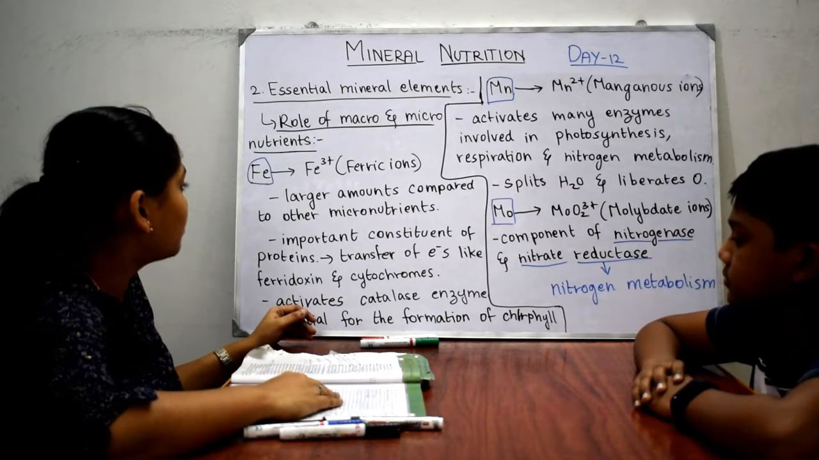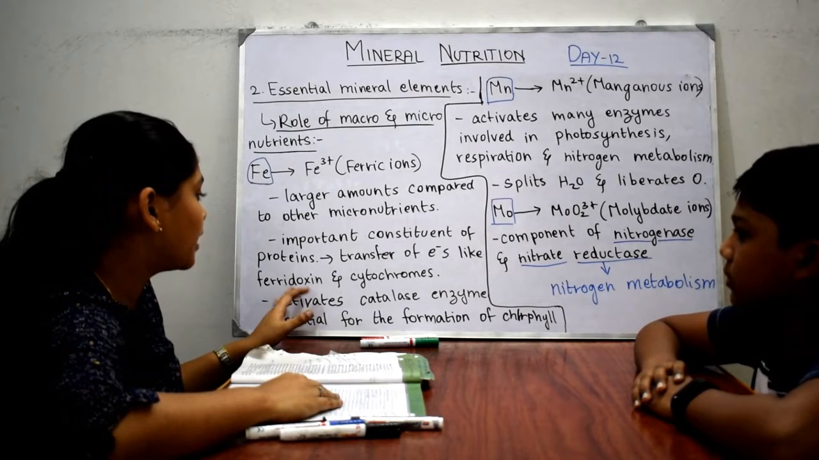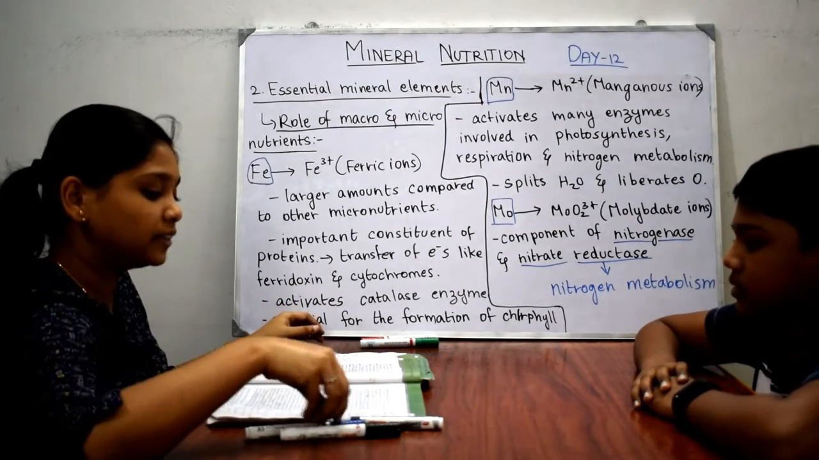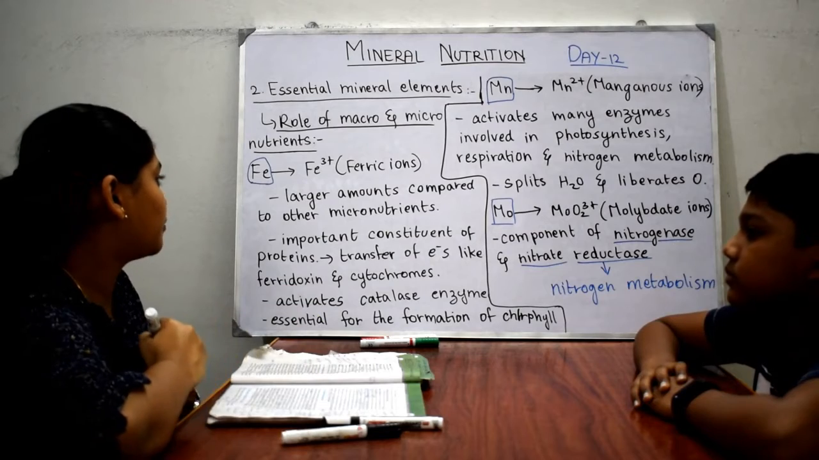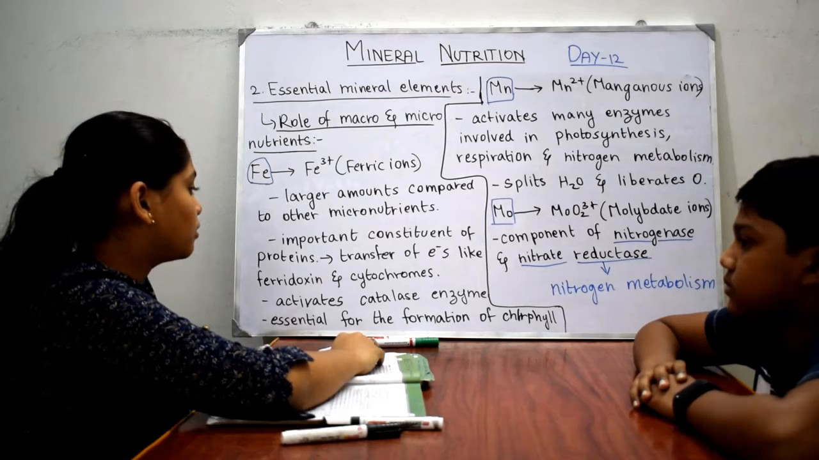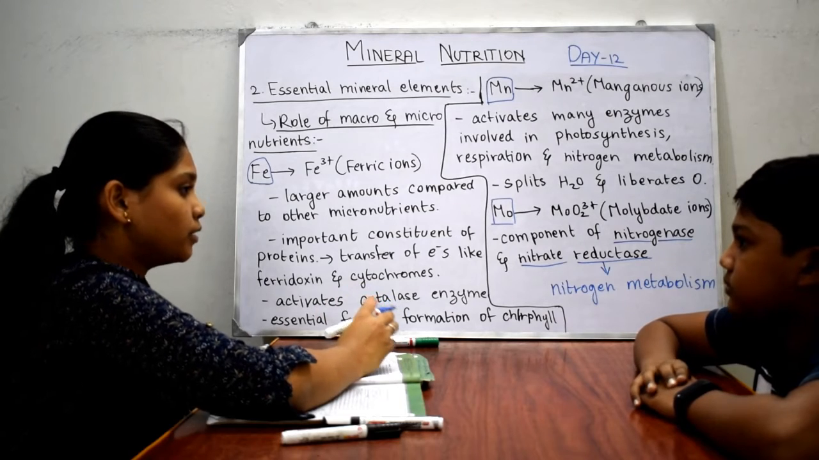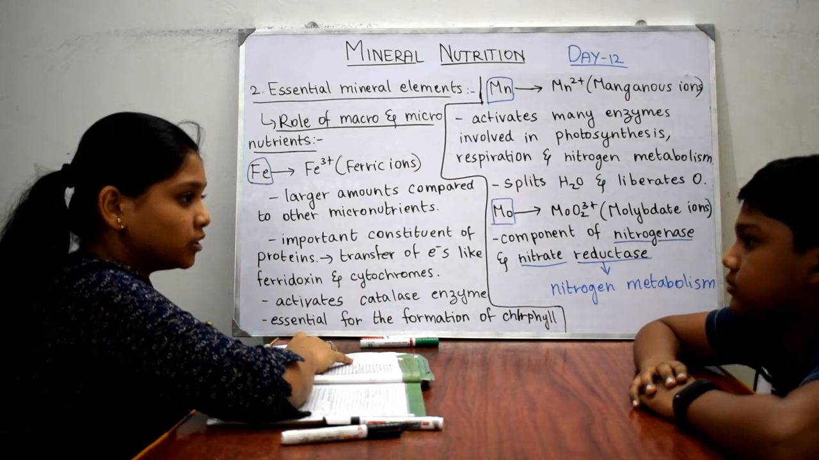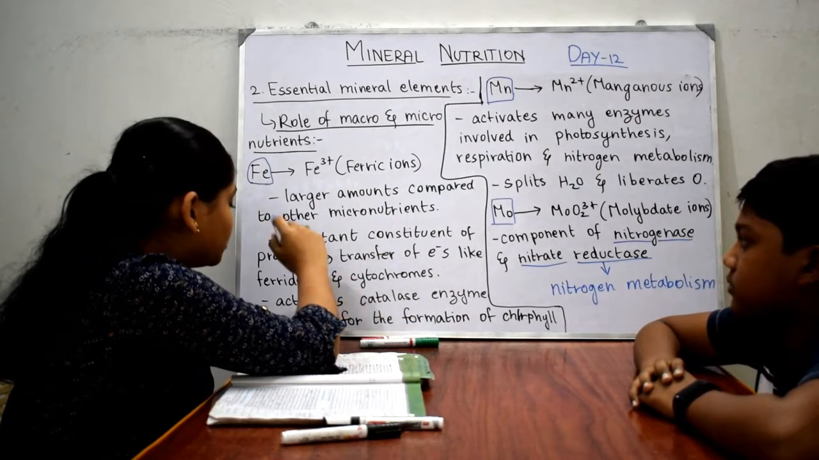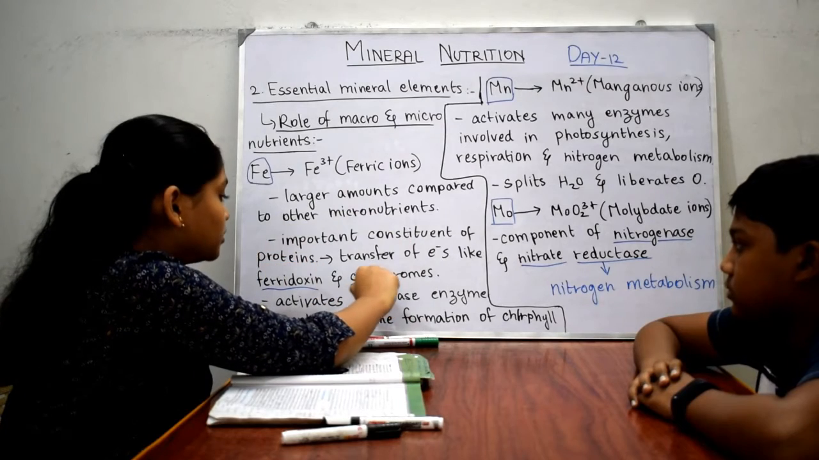These are important constituents of proteins. Iron forms many proteins involved in the transfer of electrons, like ferredoxin and cytochromes. Transfer of electrons is nothing but electron transport; in order to prepare food, plants need many electrons, and these are electron transporters in leaves. So iron is very important in the transport of electrons, like ferredoxin and cytochromes.